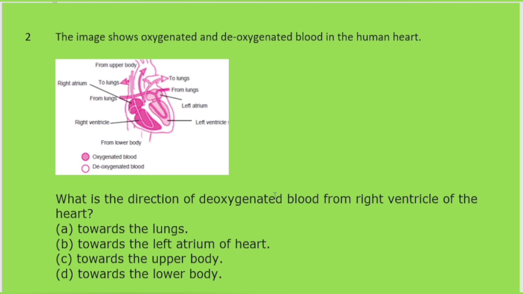The image shows oxygenated and deoxygenated blood in the human heart. What is the direction of deoxygenated blood from right ventricle of the heart? Right ventricle receives the deoxygenated blood flowing down from the right auricle. So since it is deoxygenated blood, it will be sent to the lungs for oxygenation through pulmonary artery. So here the answer is towards the lungs.